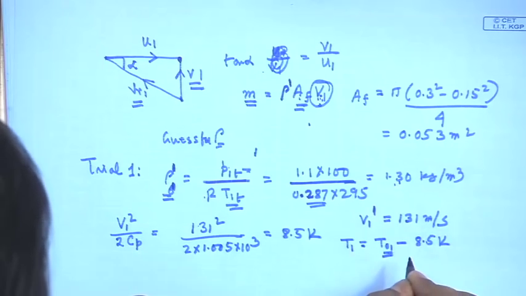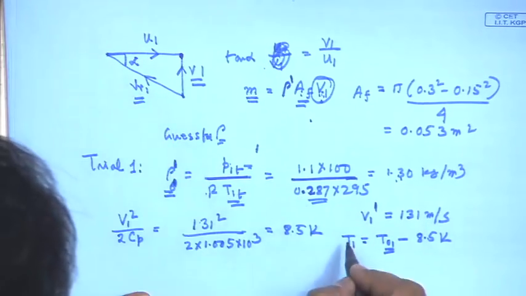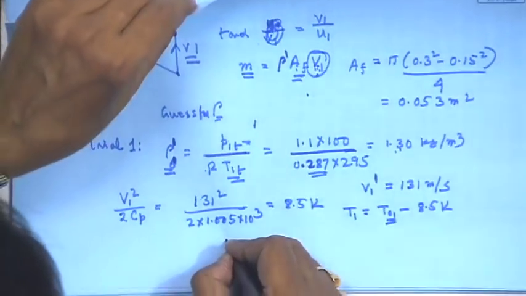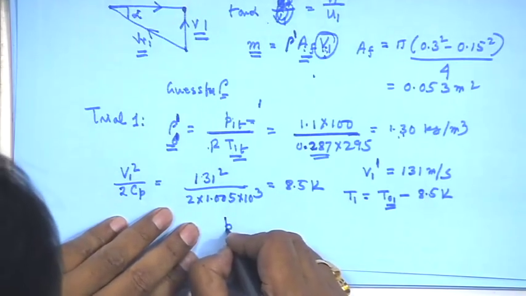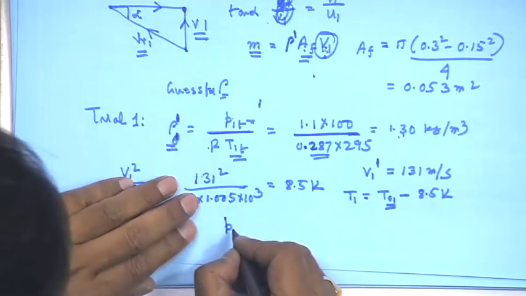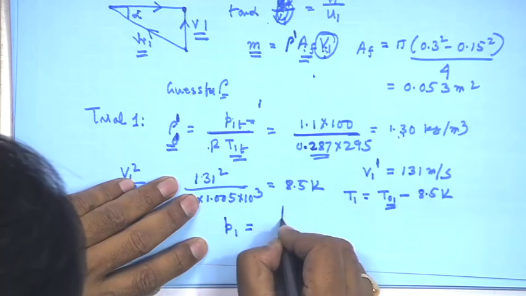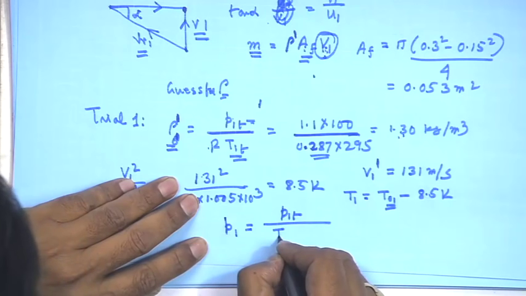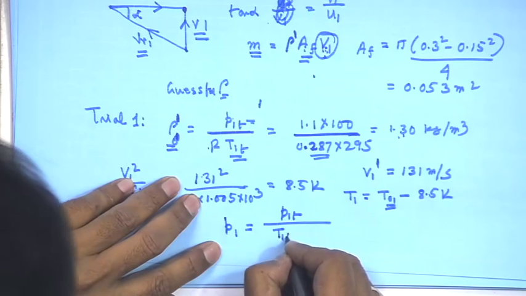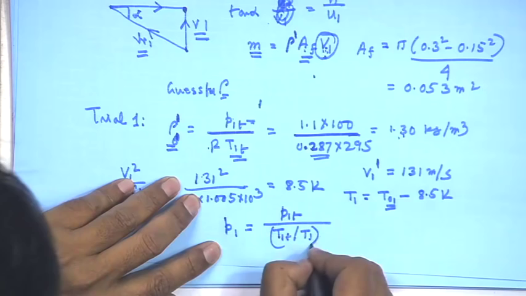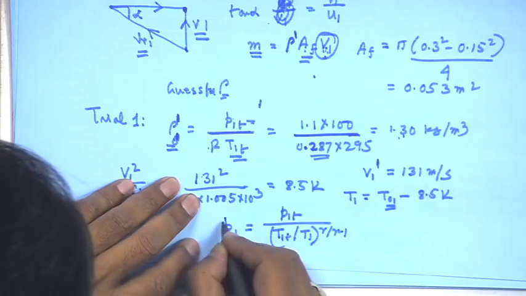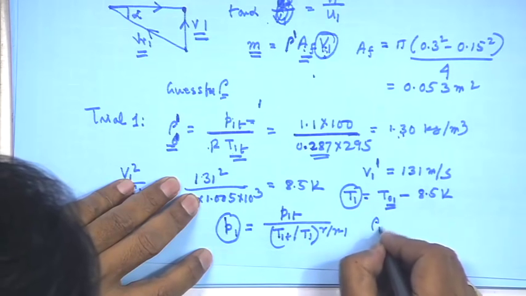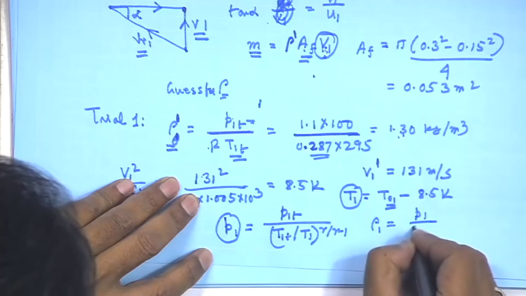T01 we know. Therefore, we can find the static temperature, and at the same time we can find the static pressure. This is a little laborious calculation, I know, but this is usually done in the design. As I told you the formula earlier, the static pressure and total pressure are related through the static temperature and total temperature by the isentropic relation. So I get P1. When I get P1 and T1, I can find rho 1 as P1 by RT1.